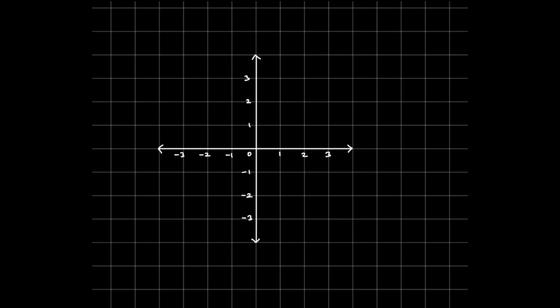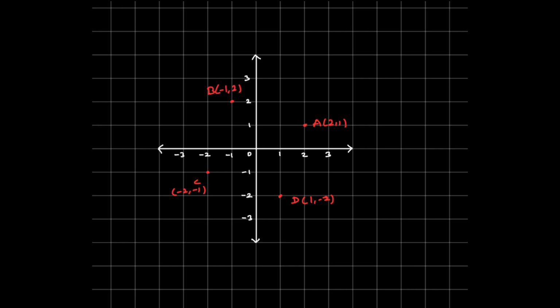The first coordinate A is (2, 1). So right side 2, up side 1. This is A (2, 1). Then coordinate B (-1, 2). This is the point B (-1, 2). Next point C (-2, -1). So this is point C (-2, -1). Then the point D (1, -2). So this is point D (1, -2). We plot the 4 given points in the coordinate plane.